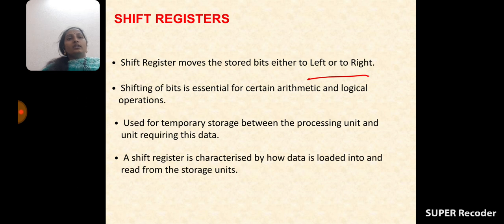And how are shift registers characterized? They are characterized by how the data is loaded into and read from the storage unit. If the data is entered in parallel, meaning all bits at the same time, then that register is called a parallel register. If the data is entered serially, then the register is called a serial shift register. Okay, in this way the registers are characterized.